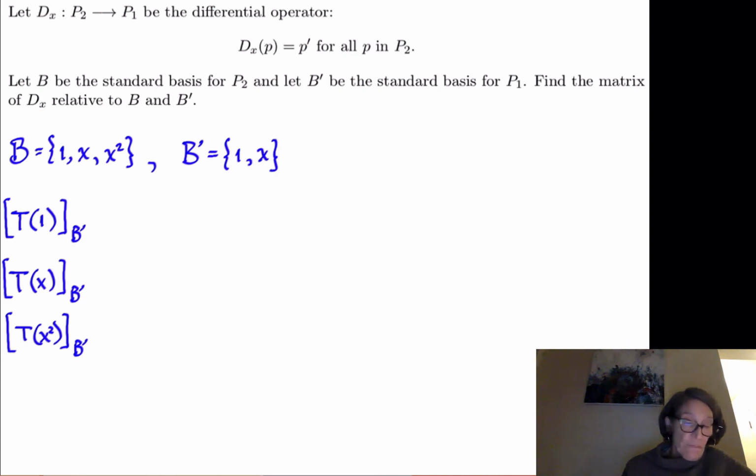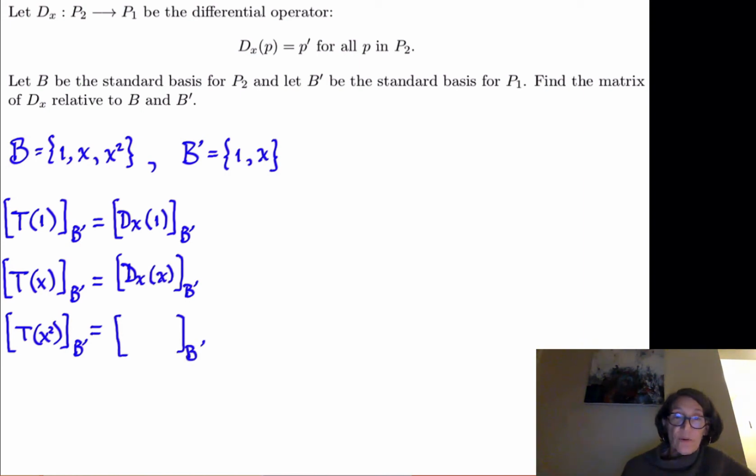So the first one, T of 1, is the differential operator d sub x of 1. But we're finding the coordinate vector relative to B prime. The second one is going to be the coordinate vector relative to B prime of d sub x of x. And the third one is the coordinate vector relative to B prime of d sub x of x squared. And remember what the differential operator is. We're just taking the derivative. So the derivative of 1 is 0.